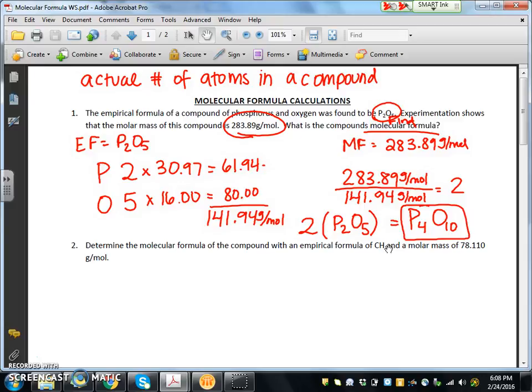And you can see that it's related to my empirical formula, because if you reduced 4 and 10, you would get 2 and 5. You could also double check your answer by calculating the molar mass of P4O10 and realizing that it will give you 283.89 grams per mole. If you have any other questions about molecular formula, please ask me before or after class.